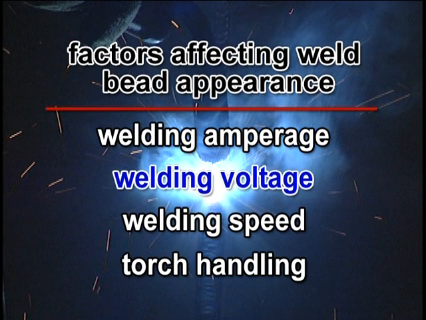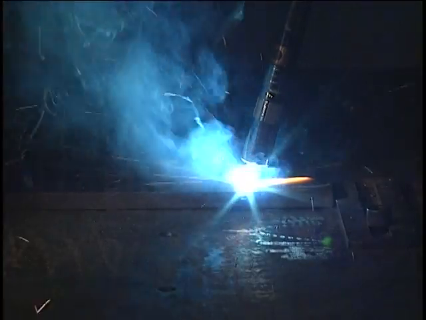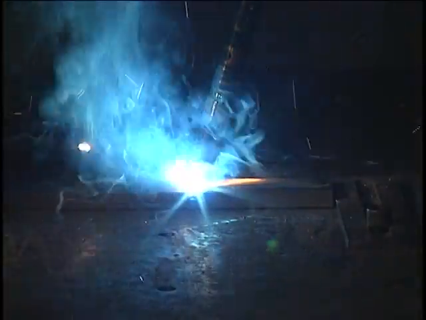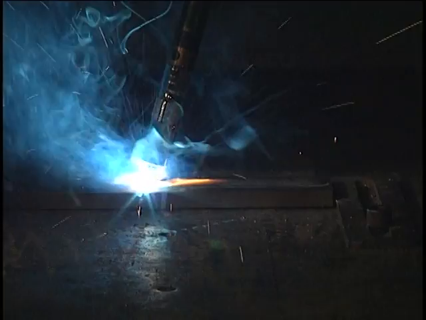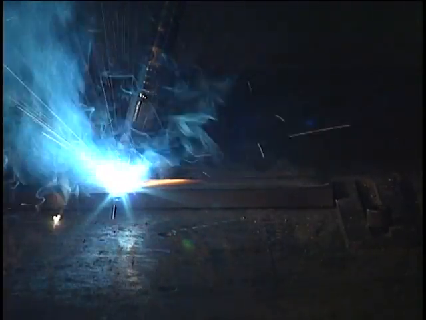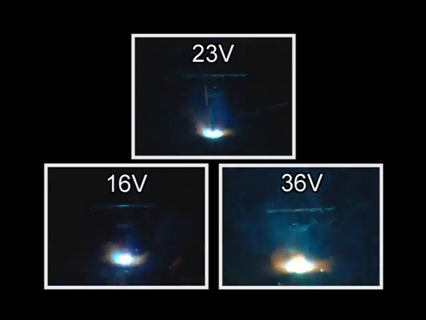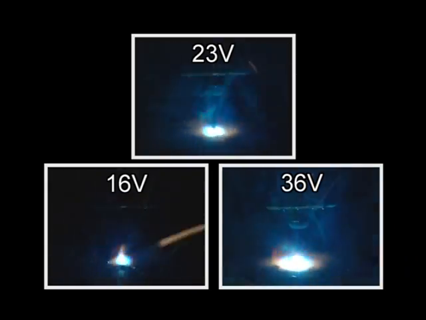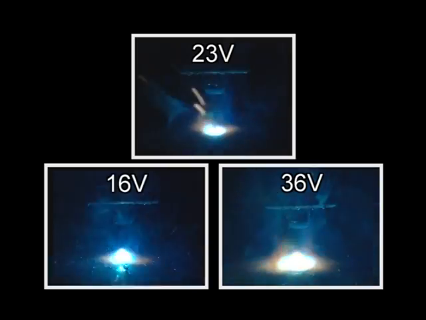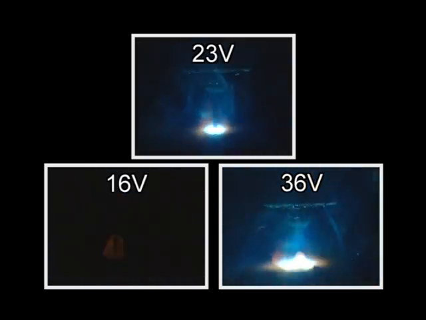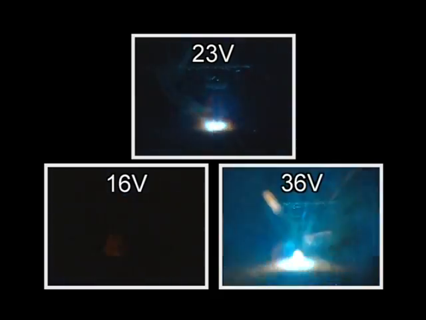Next, let's check the effect of adjusting the arc voltage setting on the weld bead. Changes in arc length intensity are observed when adjusting the arc voltage. Differences in the arc phenomenon are observed when the voltage is adjusted between 16 volts, 23 volts, and 36 volts. This was done while keeping the welding amperage and travel speed constant.